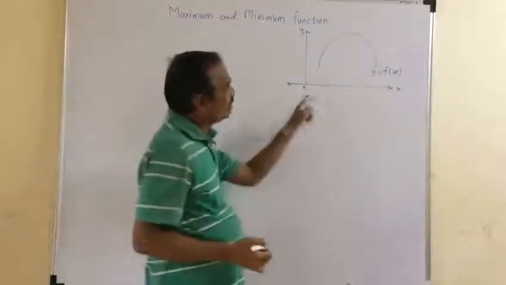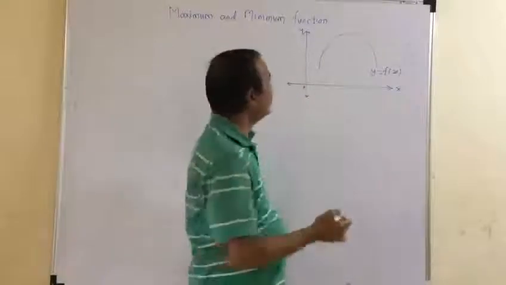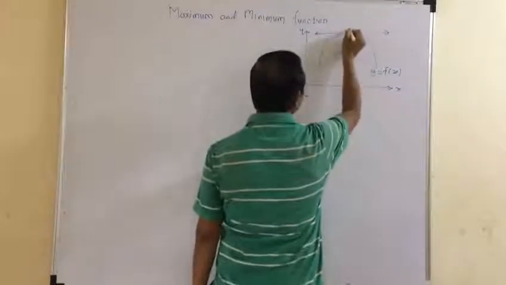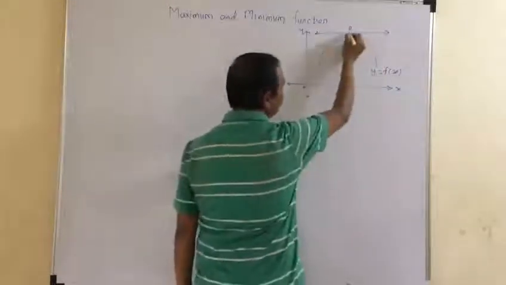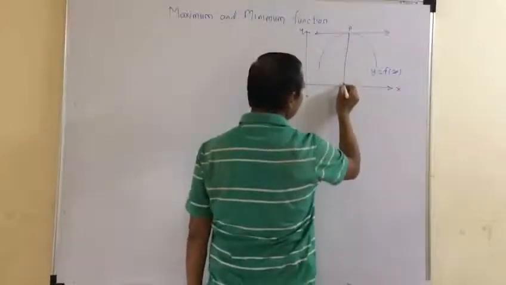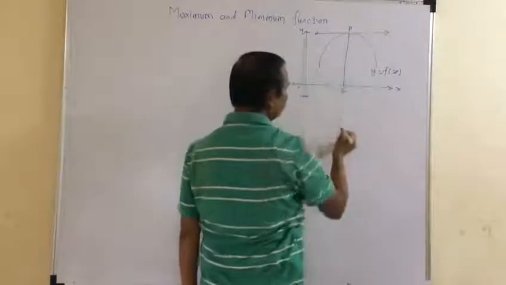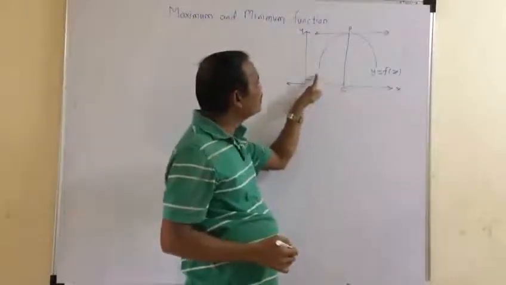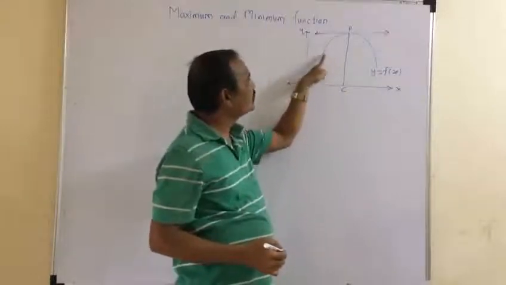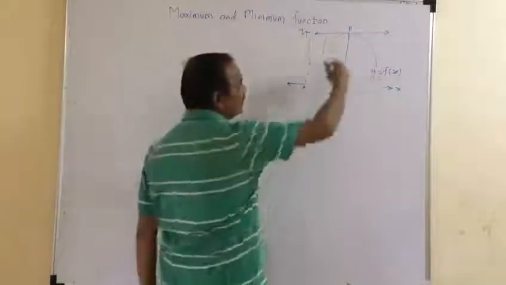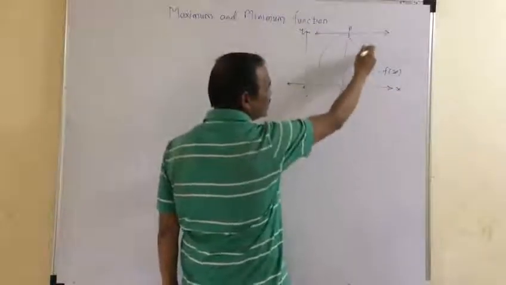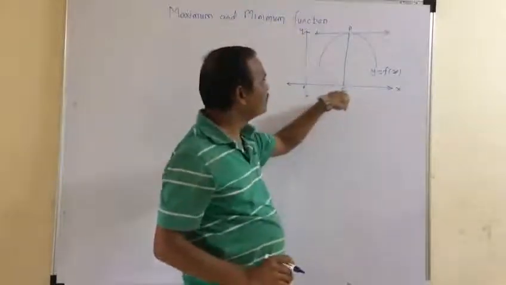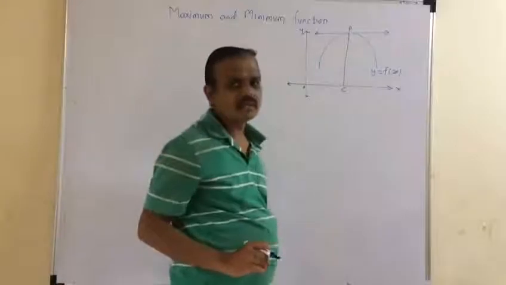Now a function is said to be maximum at point C. Suppose this is a tangent at point P. Now from this tangent we draw a perpendicular on x-axis at point C. Now from the left of this point C, the function goes on increasing, and on the right of C it goes on decreasing. Now at this point the function is said to be a maximum.